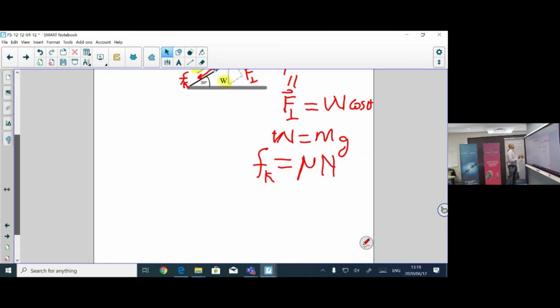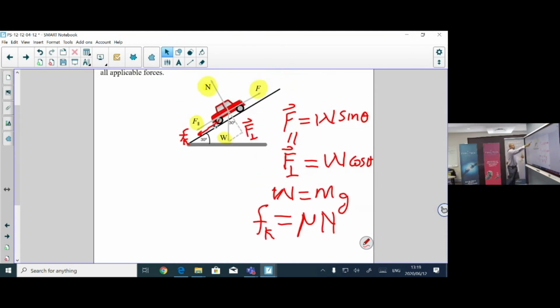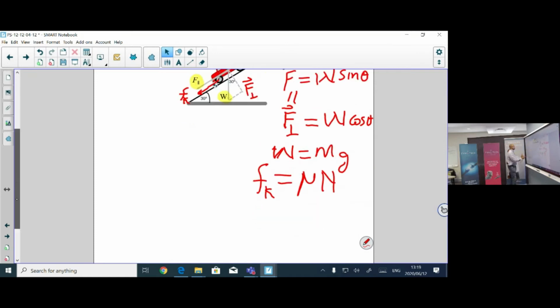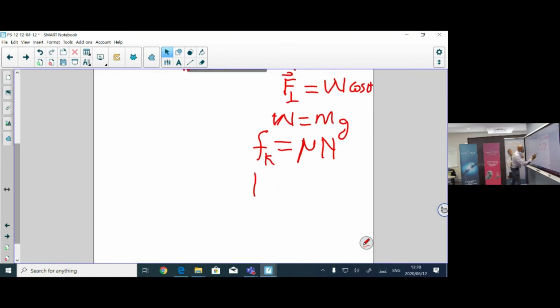Let me extend the page. And we have normal here. That normal, we have this F perpendicular there. This is the normal force, the force perpendicular to the surface. Now they are equal. They are in different directions, but we have to show. In other words, N is equal to F perpendicular.